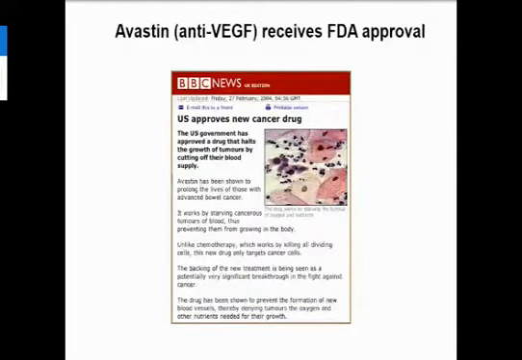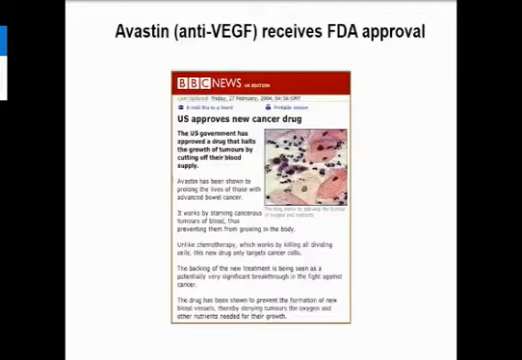So here's an excerpt from the BBC News website back in 2004. So the US approves new cancer drugs. So it halts the growth of tumours by cutting off their blood supply. And it's been shown to prolong the lives of those with bowel cancer. Works by starving the cancer cells of blood, thus stopping them from growing. So unlike chemotherapy, which works by killing all cells, this drug only targets the cancer cells. So yeah, a very significant breakthrough in the fight against cancer. So it prevents the formation of new vessels.